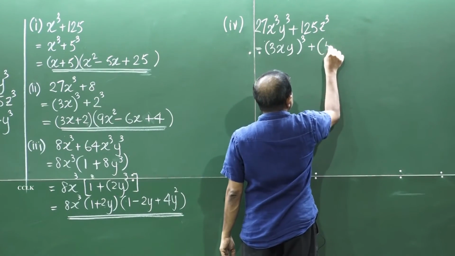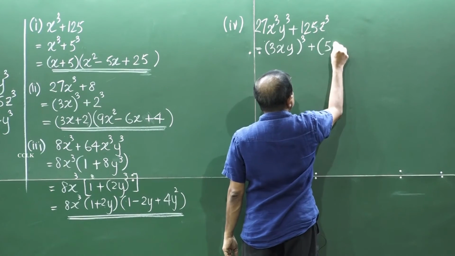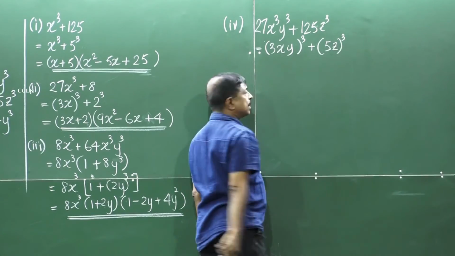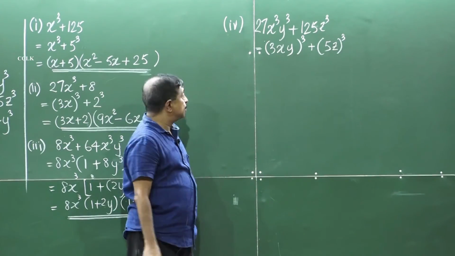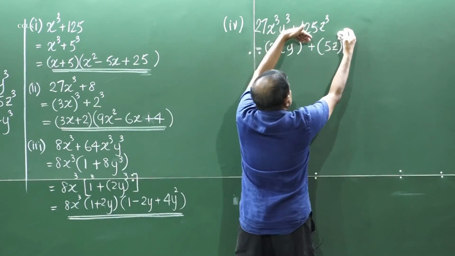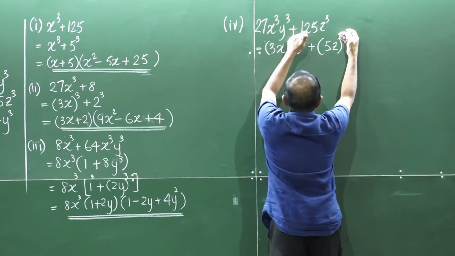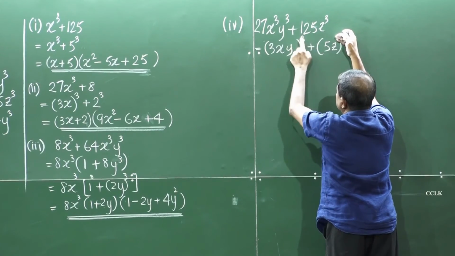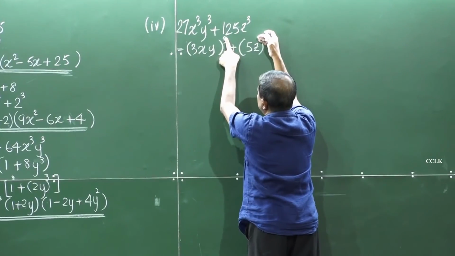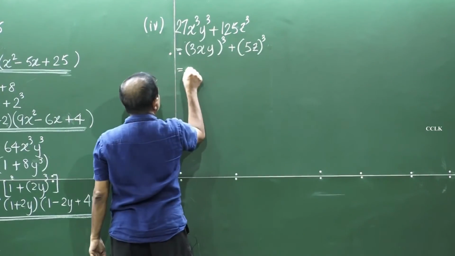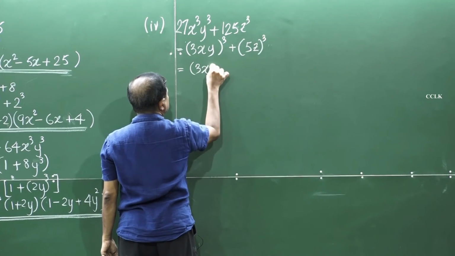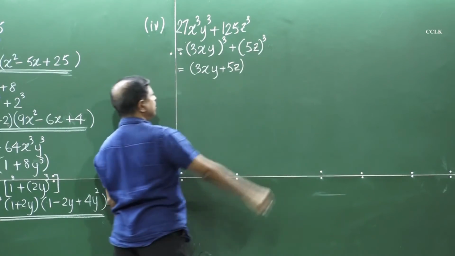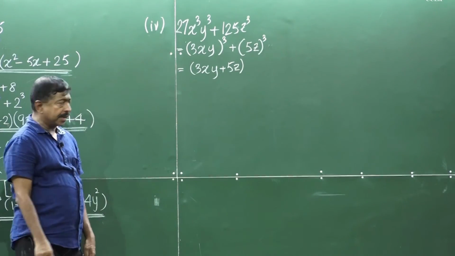Similarly, in this side 125 is 5 cube. This can be written like this. Now, clear, close these two. Like this. What you see is 3xy plus 5z. So, that is the first factor.